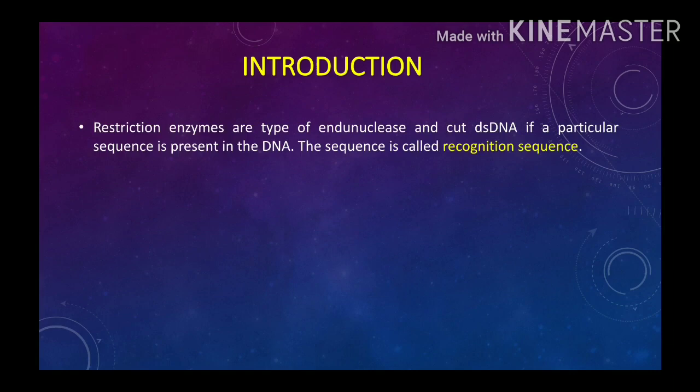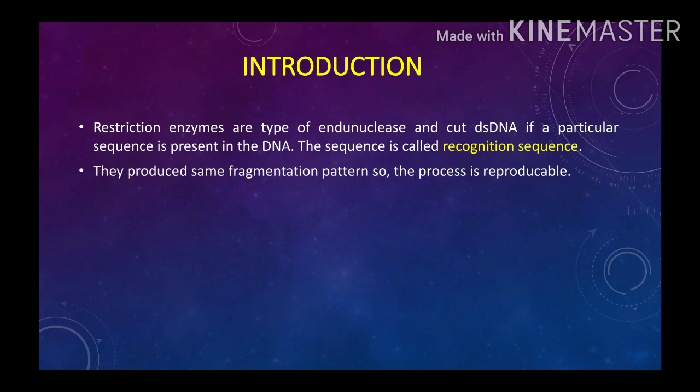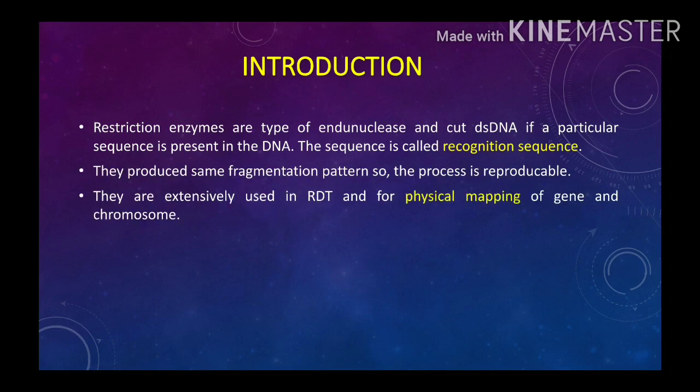Restriction enzyme is a type of endonuclease that cuts the double-stranded DNA within it if a particular sequence is present within the DNA, and the sequence is called recognition sequence or restriction sites. They produce the same fragments each and every time, and that's why they are very useful tools in RDT. They are also used to map genes and chromosomes.